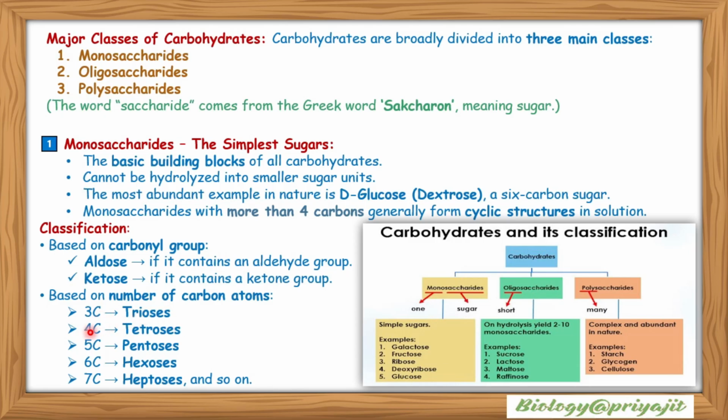If 4 carbons are there in monosaccharides, they are called tetroses. If 5 carbons, pentoses. If 6 carbons, hexoses, and if 7 carbons, the monosaccharide is called heptoses. So the monosaccharide is the building block of all carbohydrates and contains one single sugar unit, but on the basis of the carbon atoms they can be classified into triose, tetrose, pentose, hexose, heptose, and on the basis of the carbonyl group, monosaccharides can be aldose or ketose.